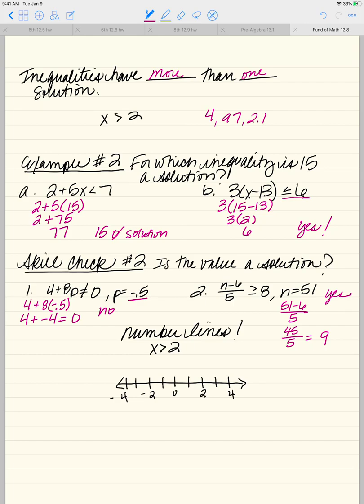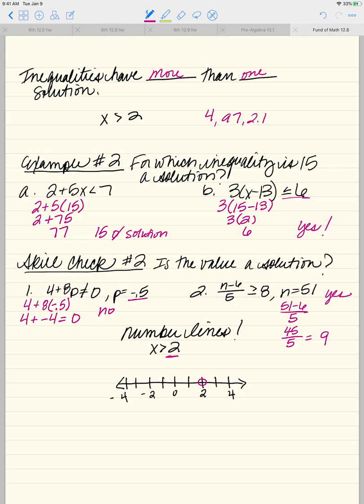Now, one of the best ways to picture a solution for an inequality is to graph it on a number line, okay? Because we can show how the values that can make the inequalities true are infinite, okay? So let's take our x is greater than 2. What we do is we start at this value right here. So we're going to start at 2, and I'm going to put an open circle here.